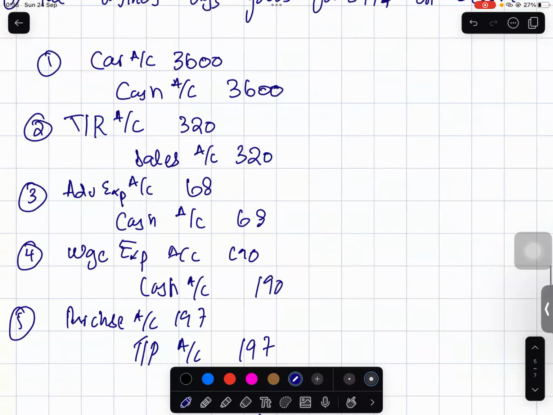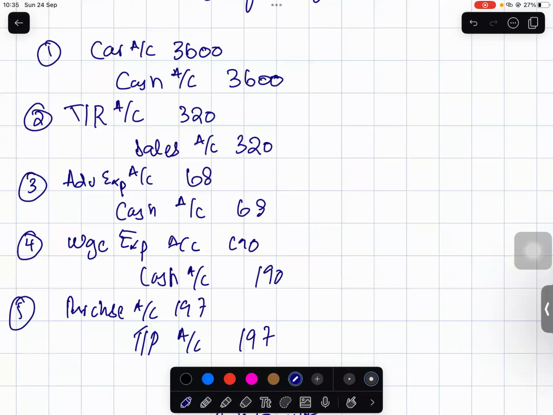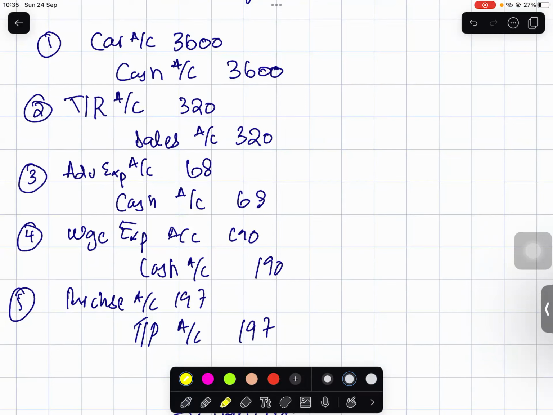So now let's talk T accounts. The first step, whenever you get a full-fledged question which requires you to make the journal entries and then the T accounts, is that you make the journal entries. Once you have made them, you need to identify all the unique accounts in your journal entries. For example, in the first one there is the car account and the cash account. Both of these are unique. Then the receivable account is unique, the sales account is unique, the advertising expenses account is unique.